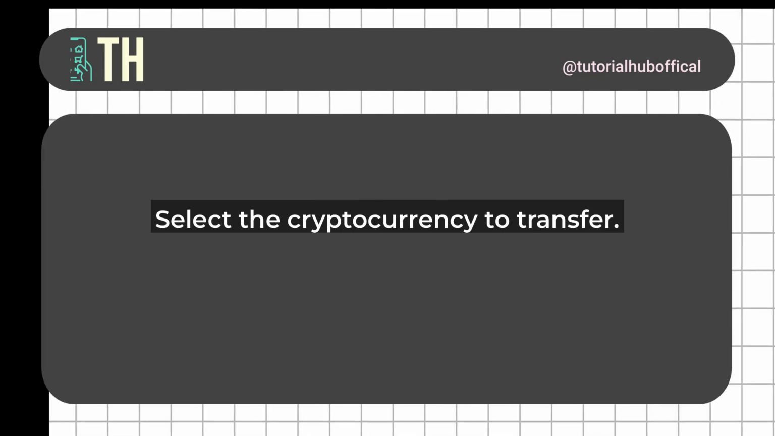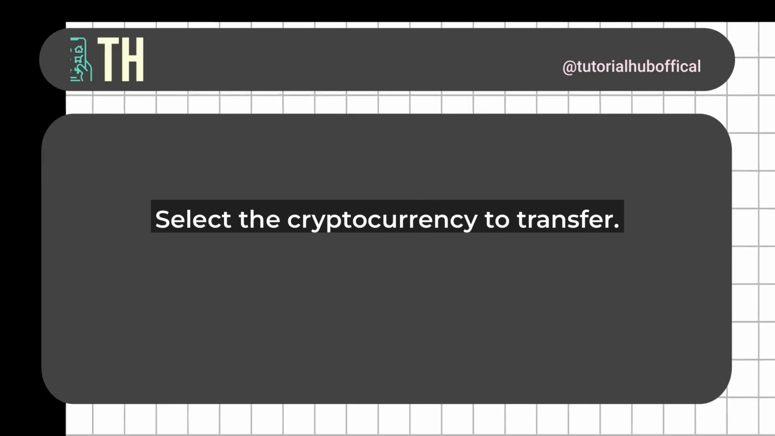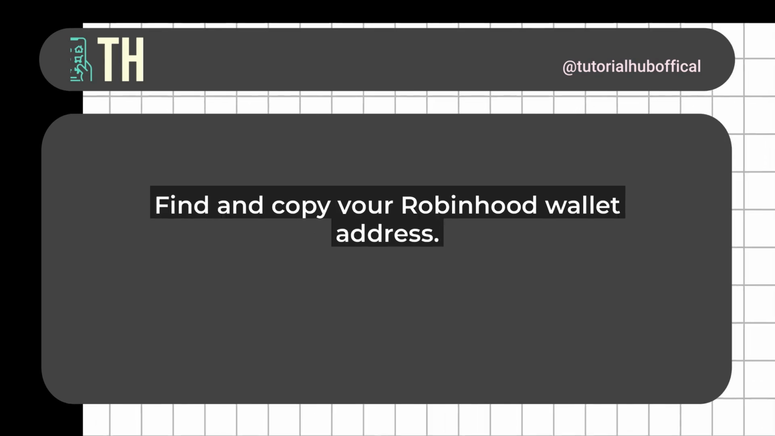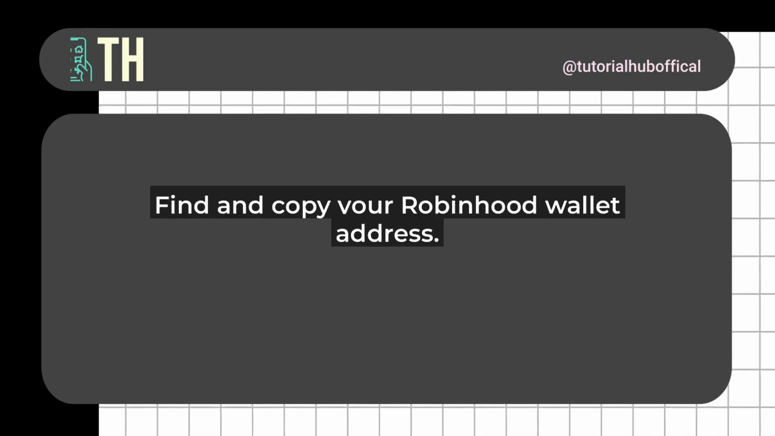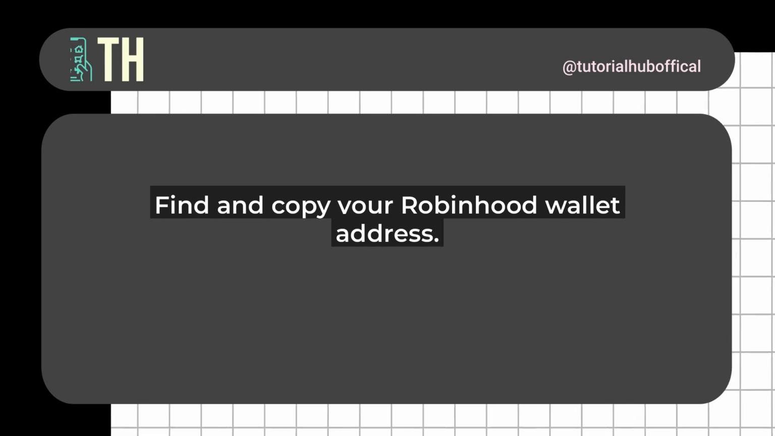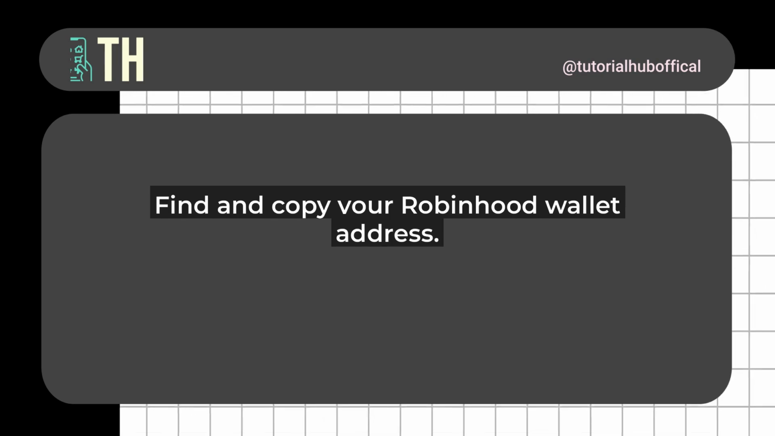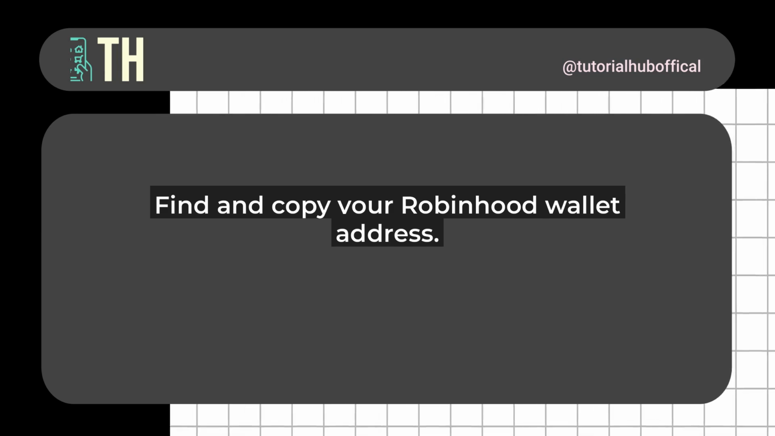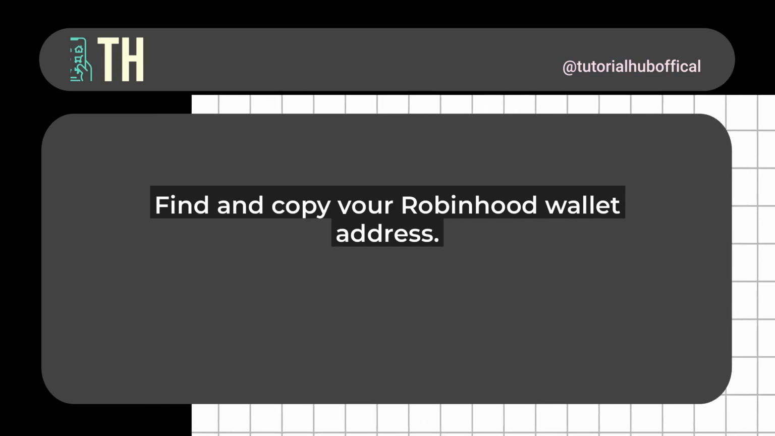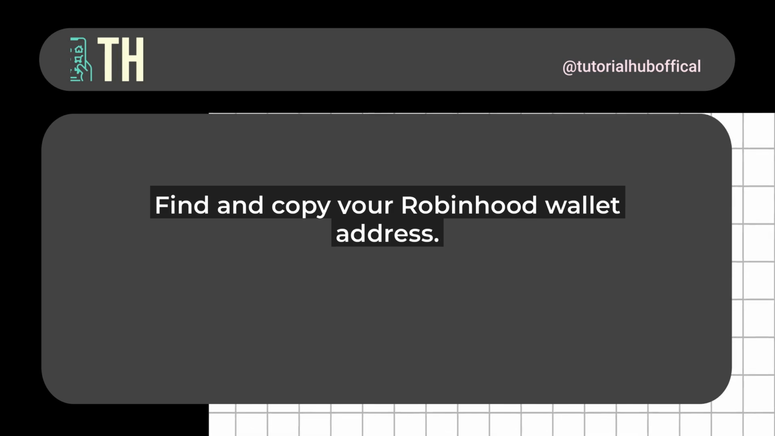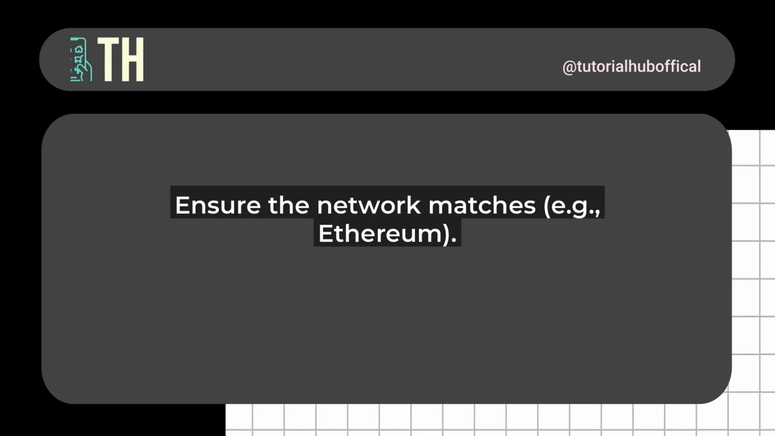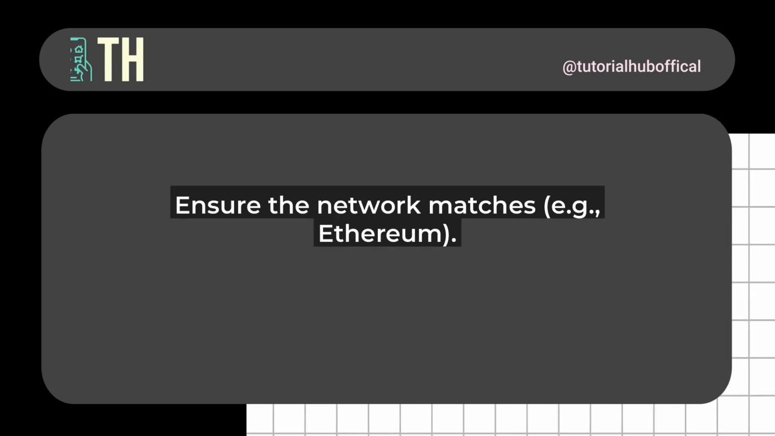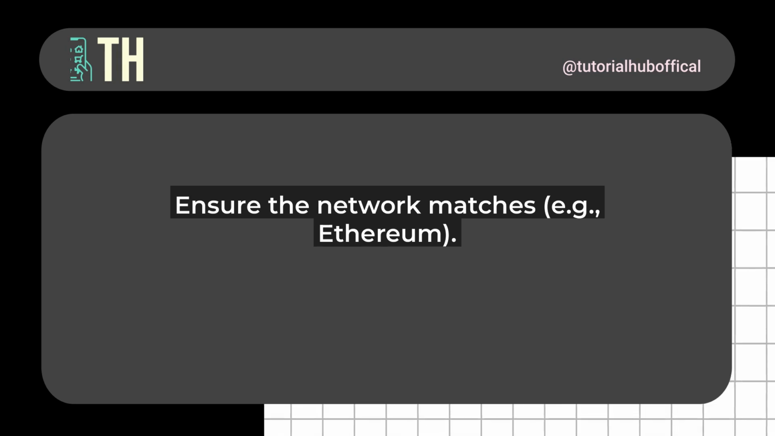First things first, make sure you have accounts on both crypto.com and Robinhood, and that you have some crypto ready to transfer. Start by opening the crypto.com app on your phone or logging into the website. Head over to your wallet section and select the cryptocurrency you want to move. Let's say Bitcoin or Ethereum for this example. Next, look for the withdraw or transfer option. This is where you'll enter the destination.